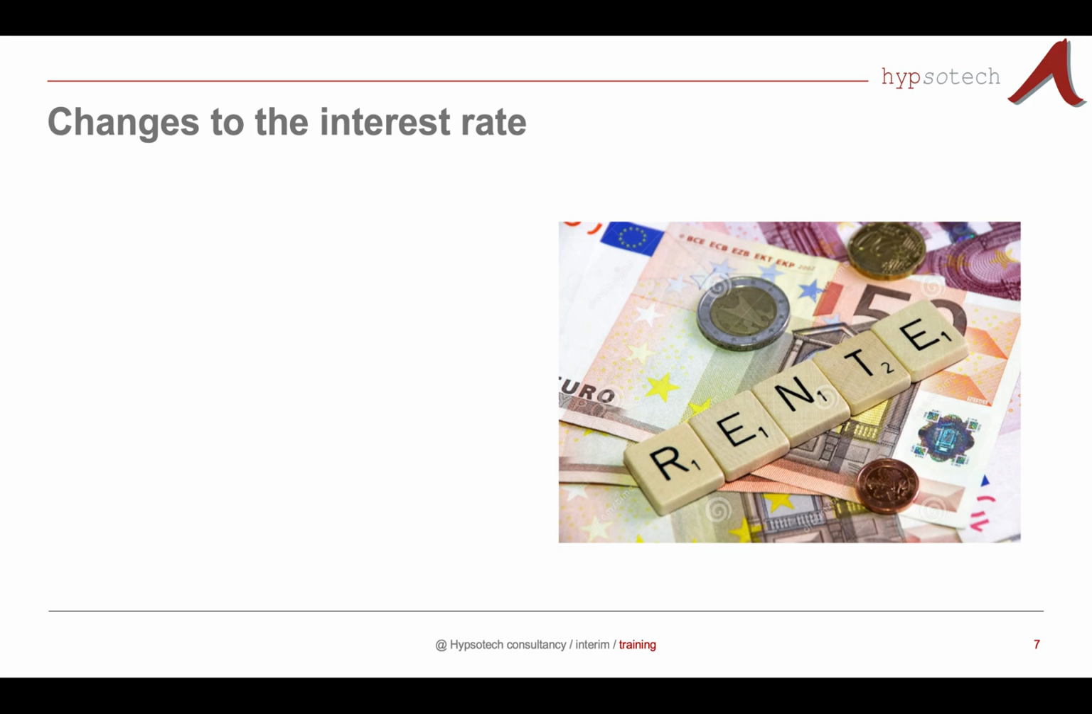Let's now have a closer look at interest rates and interest rate changes. First of all, we have an interest reset. After the fixed period, and it can be 5 years or 10 years or 20 years, we have an interest reset. We call it in Dutch renteherziening, and it's after the fixed period, and that is called rentevaste periode.